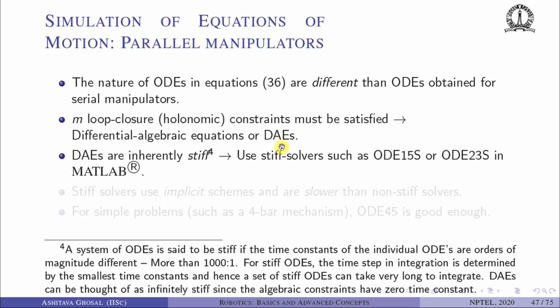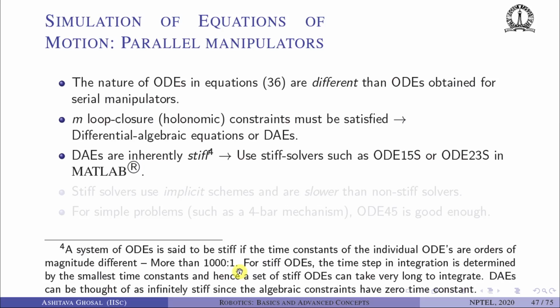The DAEs are inherently stiff. So what do we mean by stiff? A system of ODEs is said to be stiff if the time constants of the individual ODEs are orders of magnitude different, so more than, let's say, 10,000 to 1. What do we mean by time constant? We have x dot is equal to g of x comma torque. Given an input, the x will take some time to reach the state, similar to what we'll see later in control. So there is something called a time constant for any differential equation.